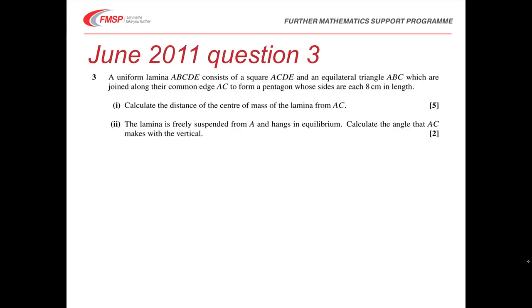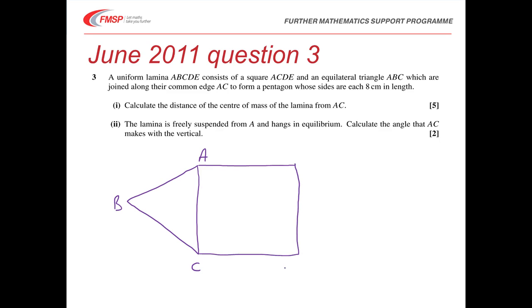The first one considers a uniform lamina ABCDE consisting of a square and an equilateral triangle stuck together. Now I'm going to sketch this and just see what we make of it. First of all, we have this equilateral triangle, and that is ABC, and that is stuck to a square ACDE. Here we go then, ACDE. And we've got some information that all the sides of the square are 8 centimetres, which means of course that the edges of the equilateral triangle are also 8 centimetres.